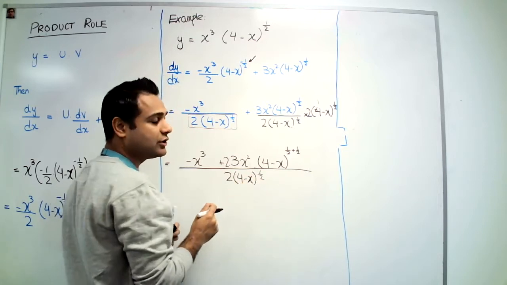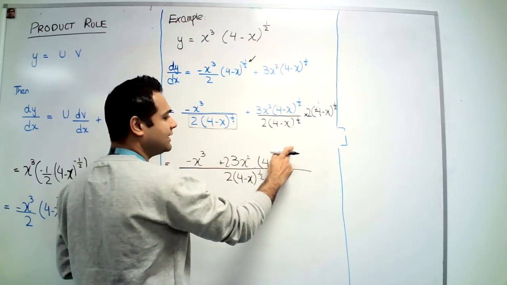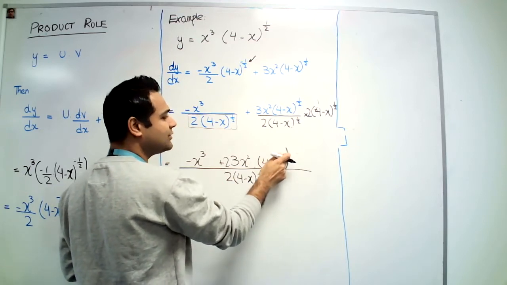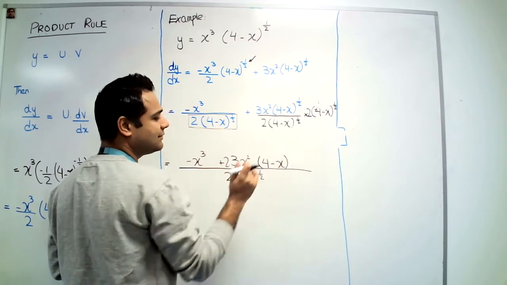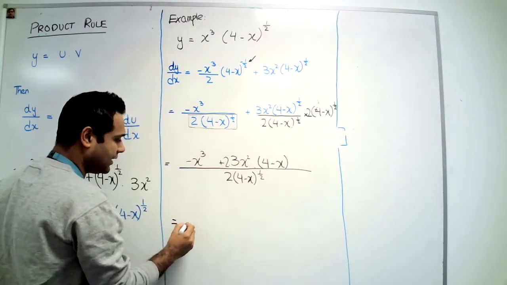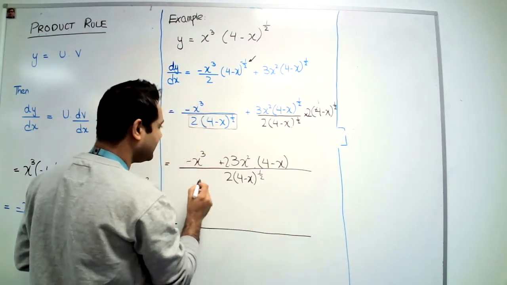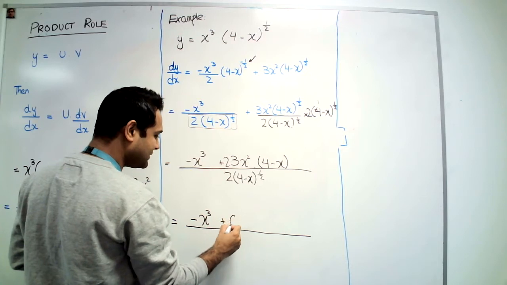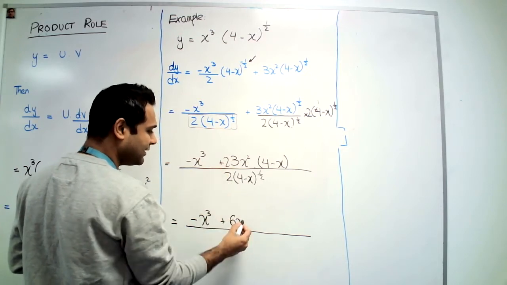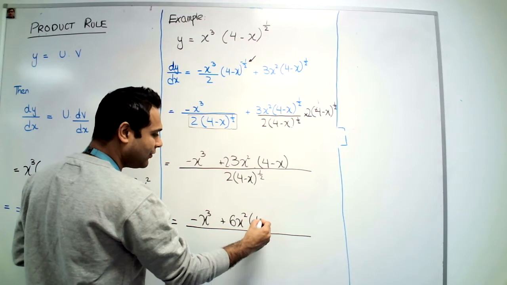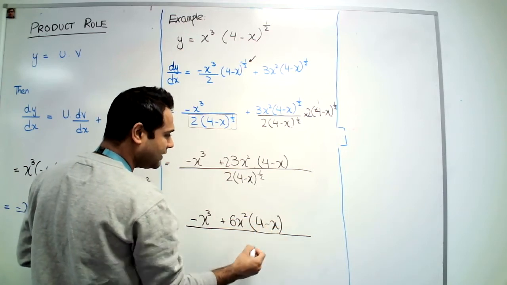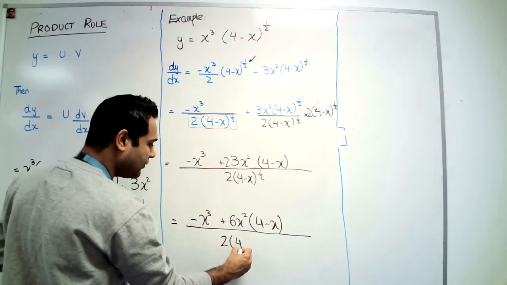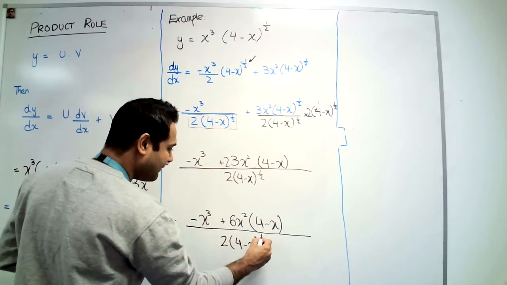Half plus half is going to be 1. So I can actually put the 1 here. Actually, for 1, we don't need to write the 1 as well. So that will become this. Now, if I simplify that bit, this is minus x cubed plus 6x squared, because 2 times 3 is 6, bracket 4 minus x. Denominator will remain the same, 2, 4 minus x to the half.